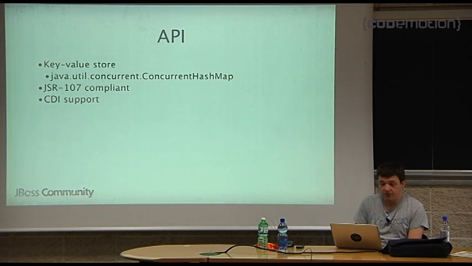API-wise, Infinispan is primarily a key value store. So it can basically be accessed as a consistent hash map. The Infinispan implementation literally extends the Java util concurrent hash map interface.